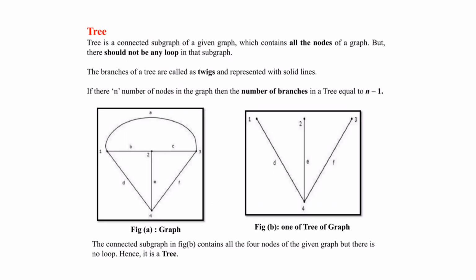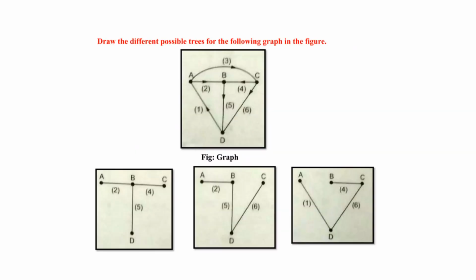A tree is a connected subgraph of a given graph which contains all the nodes of the graph, but there should not be any loop in that subgraph. The branches of a tree are called twigs and are represented with solid lines. If there are n nodes in the graph, then the number of branches in a tree is equal to n minus 1. In the given diagram, we have drawn 3 different possible trees.